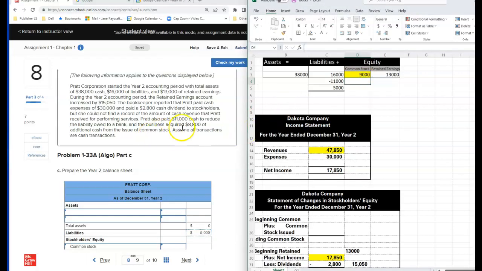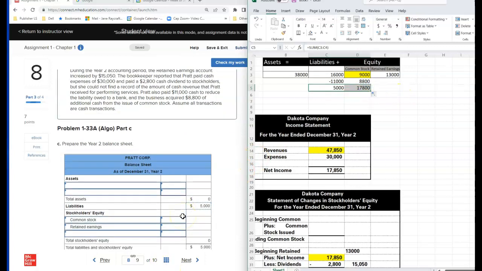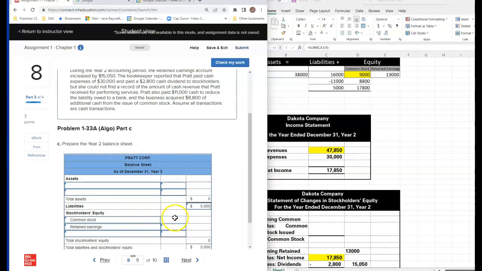Remember that we issued $8,800 of additional common stock. That was from the last page. If I had that up, I would be able to do that, but well, I do not. So that's $17,800 in common stock. The next part in our balance sheet.